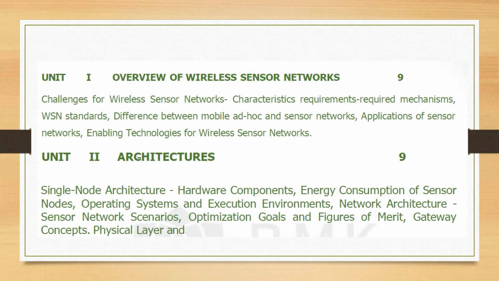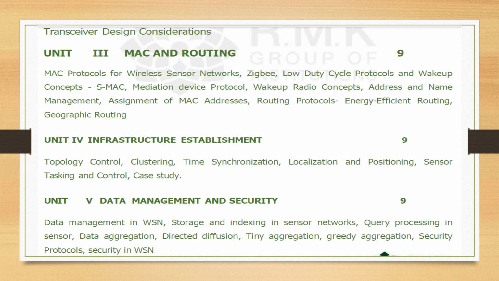Before moving into the subject, we will have a glimpse of our syllabus. Our syllabus is confined to 5 units. The first unit will speak about the overview of wireless sensor networks. In the second unit, we will discuss the architecture of the WSN. In the third unit, we will be discussing the protocols used in WSN. In the fourth unit, we will speak about the infrastructure establishment required for WSN. And in the fifth unit, how data management and security is ensured in WSN. So this is how our syllabus is confined.